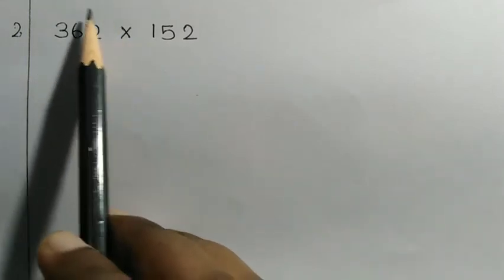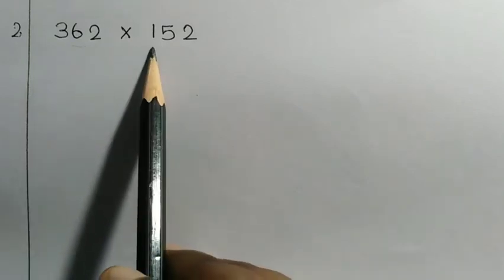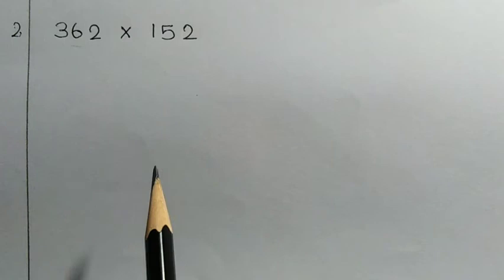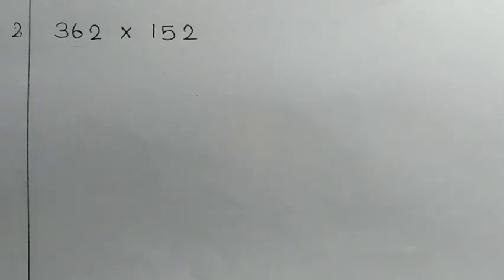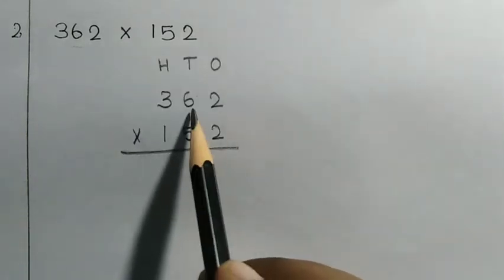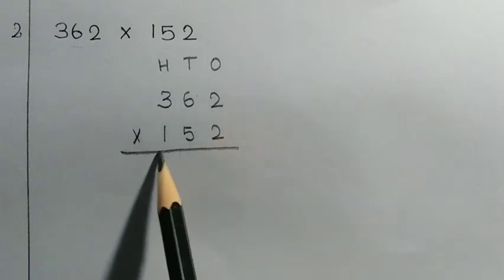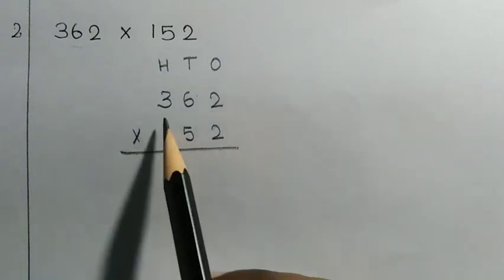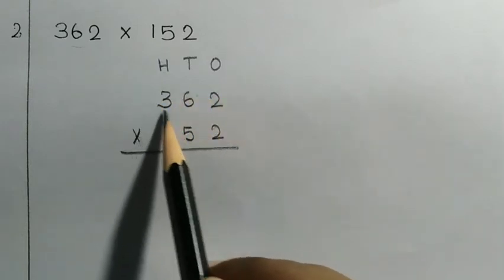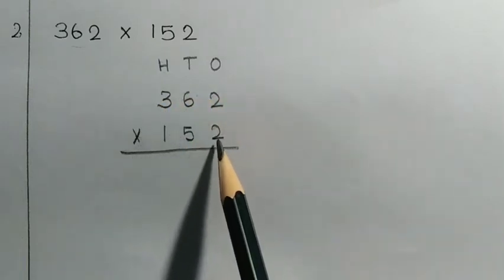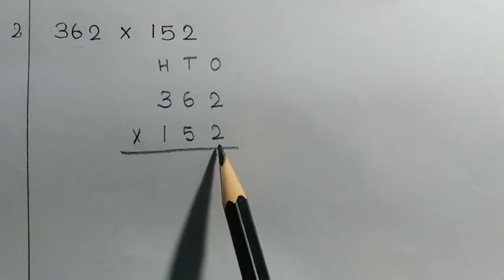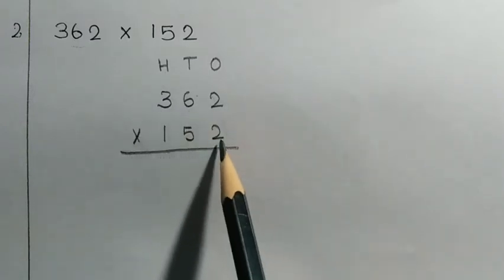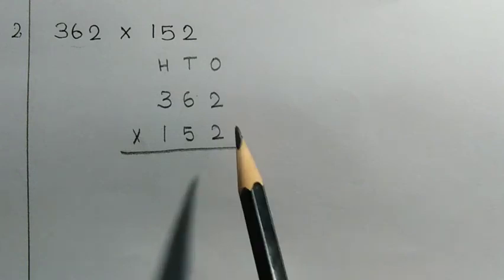The next sum is 362 multiplied by 152. This is a 3-digit multiplicand and this is a 3-digit multiplier. So let us write them in columns first. Now 362 is the multiplicand and 152 is the multiplier. Now let us multiply the multiplicand with the digit in the ones place of the multiplier. So 362 into 2. We are going to do that.